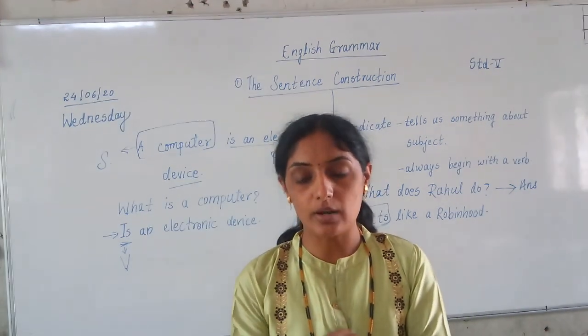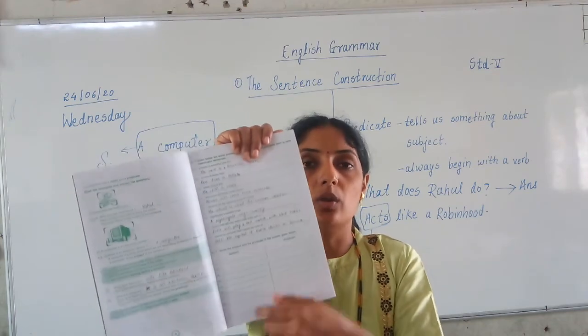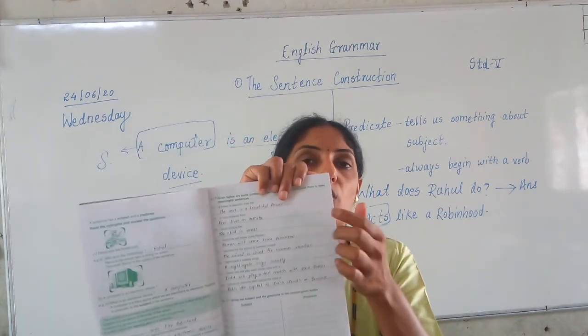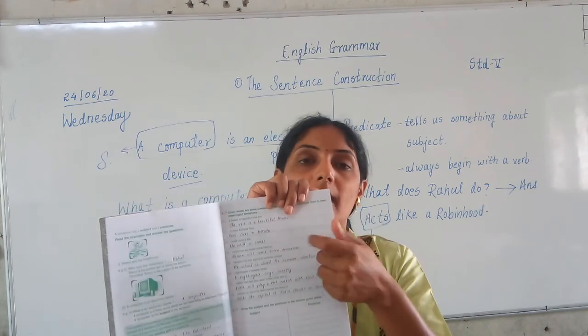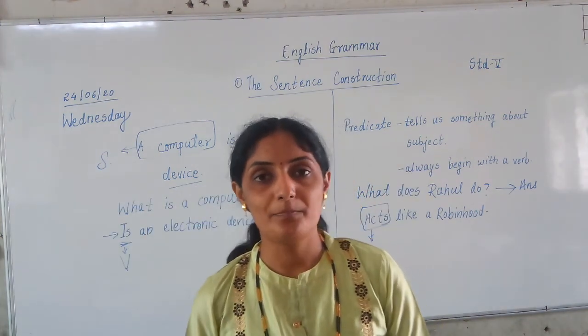And in the same sentences we are going to write down what is the subject and what is the predicate. That also we are going to write down. So tomorrow's homework is what? I will send you a photo of these sentences. You have to write down these sentences in your English grammar notebook. Okay? Thank you.